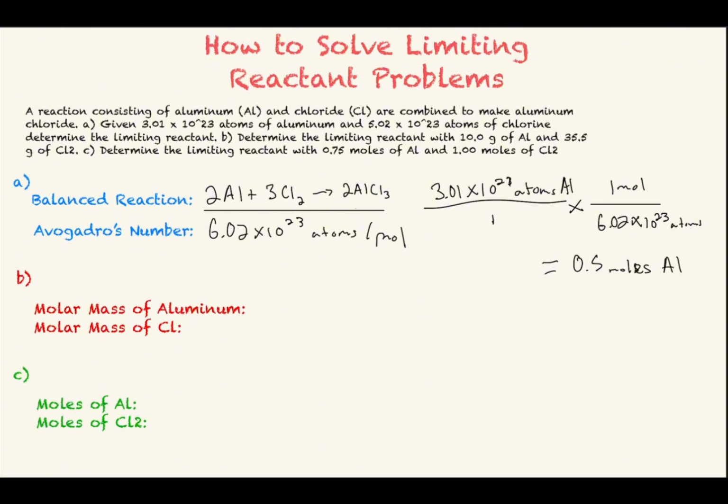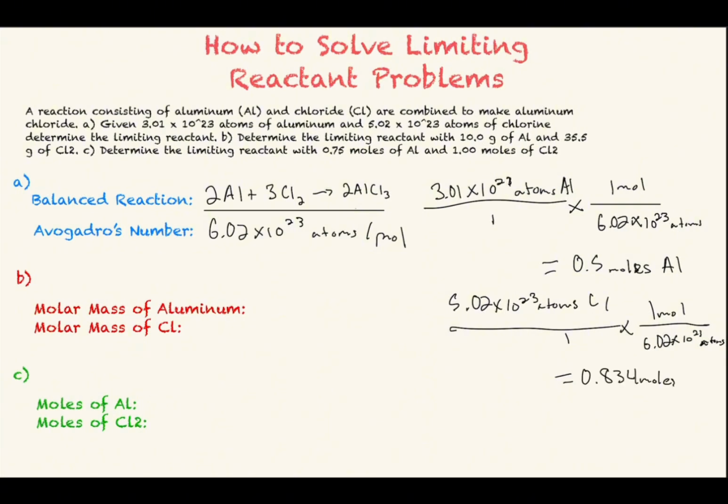So this gives us moles of aluminum. And then this next one is going to be of chlorine. So we need to do 5.02 times 10 to the 23 atoms of chlorine. I'll put that over 1. And then we just need to multiply that, same as before, by 6.02 times 10 to the 23 atoms. That's going to give us an answer in moles, which will be 0.834 moles.